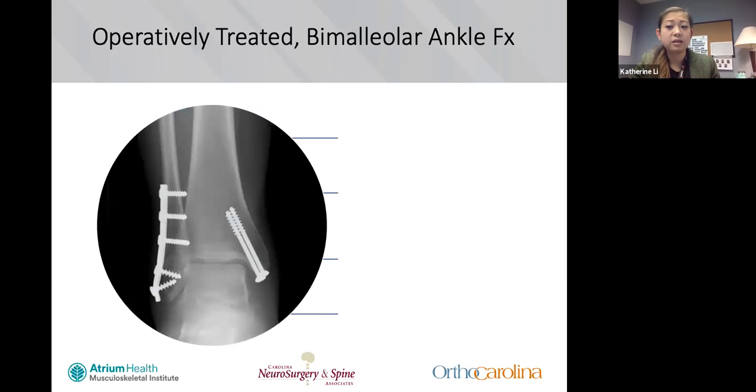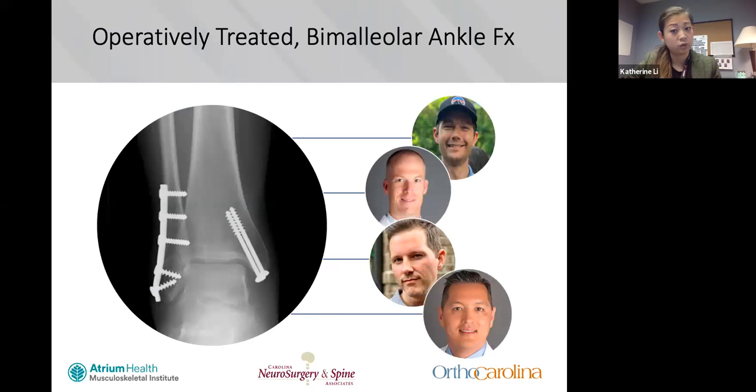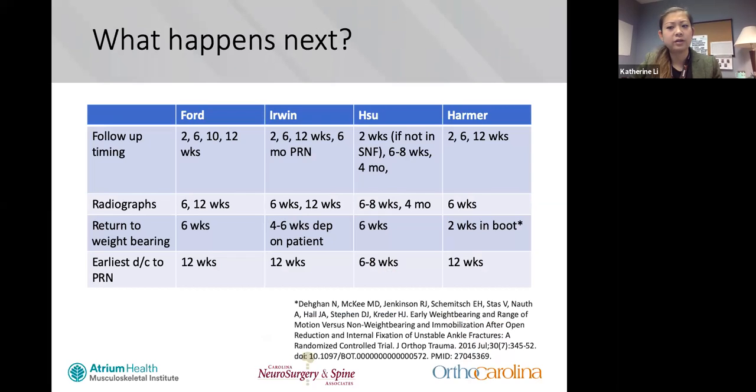Now, what happens if you fall a little harder and have a bimalleolar ankle fracture that requires operative fixation from one of these 4 same surgeons? The follow-up varies a little bit more here. Nearly everybody sees their patients at 2 weeks and 6 weeks, but the earliest weight-bearing consideration for a standard bimalleolar ankle fracture ORIF goes to Dr. Harmer, who allows his patients to weight bear at 2 weeks based on this previously referenced paper. The earliest consideration from discharge from practice is about 6 to 8 weeks.